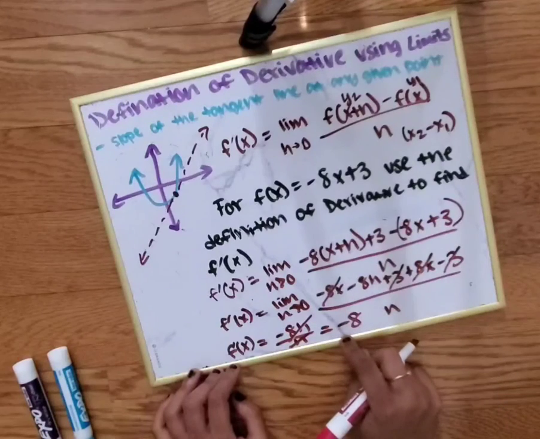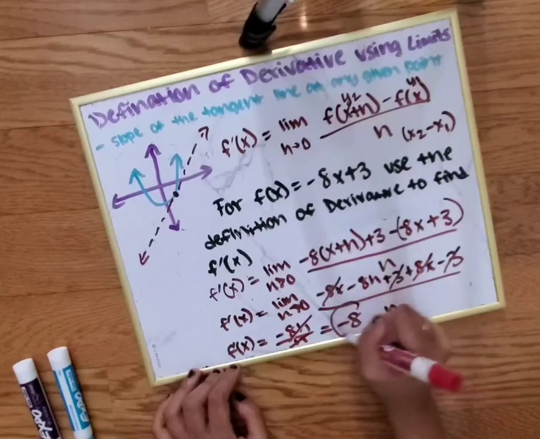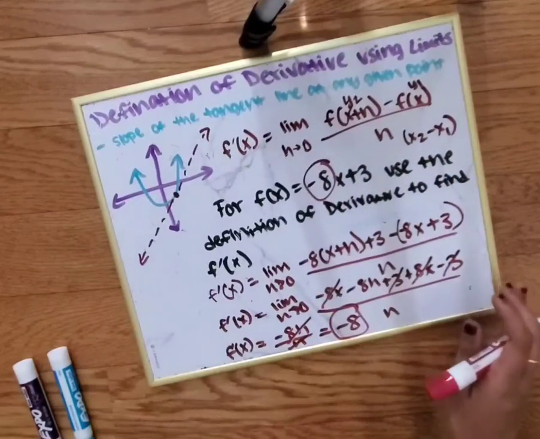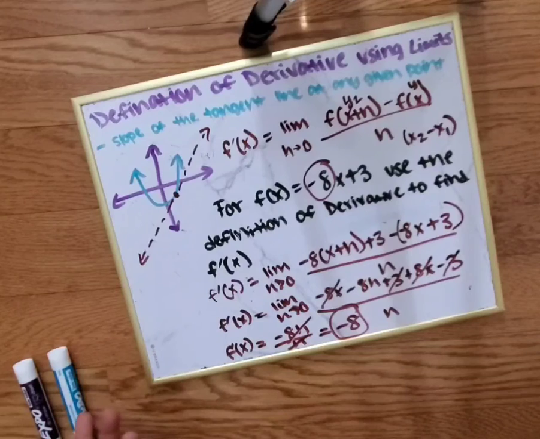So negative 8 is the slope at that certain point. And you can see that this negative 8 matches with this negative 8 over here, and that's how you can check your work. So basically, that's a basic problem on how to use limits to find the definition of derivative. Good luck and stay tuned for the upcoming videos.